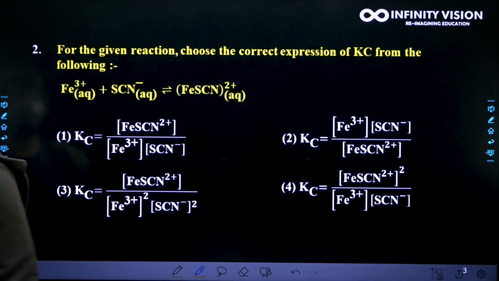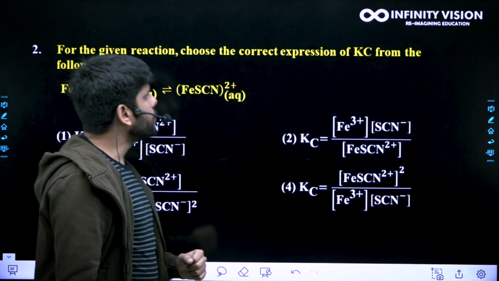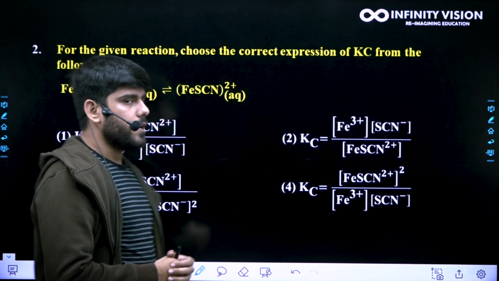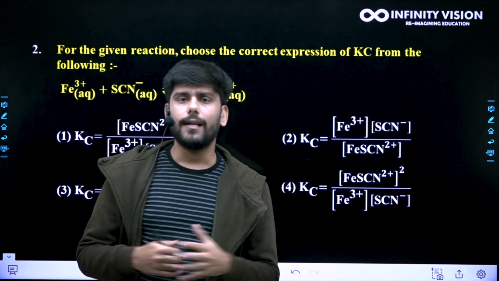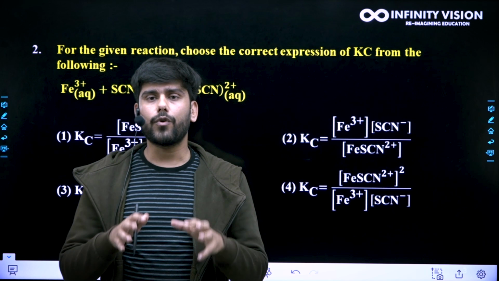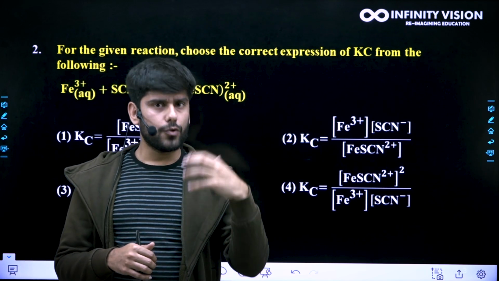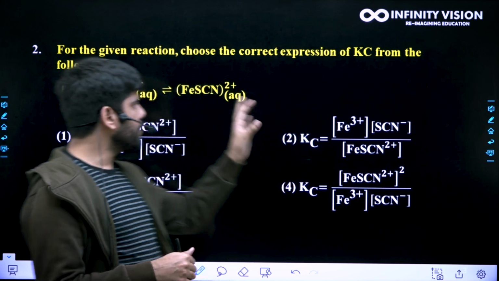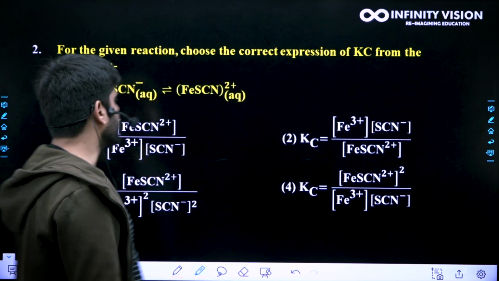The second question is, for the given reaction, choose the correct expression of Kc for the following reaction. Now we know that the law of chemical equilibrium says that the product concentration divided by the reactant concentration, raised to the power of their stoichiometric coefficients, gives you a fixed value, which is Kc, that is the equilibrium constant.